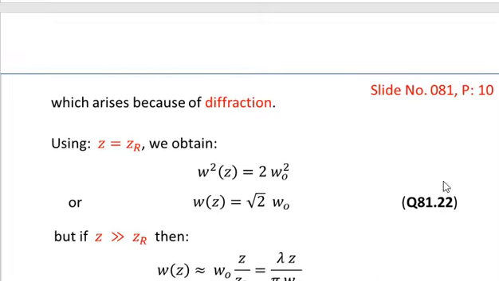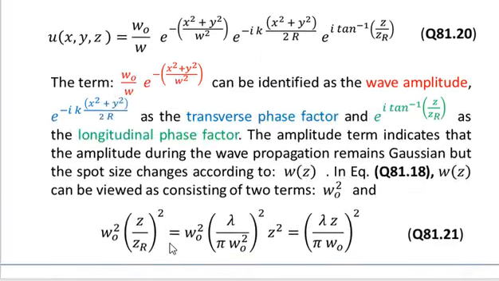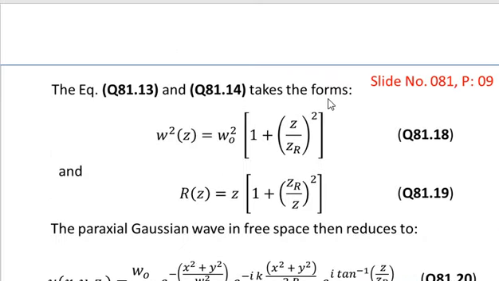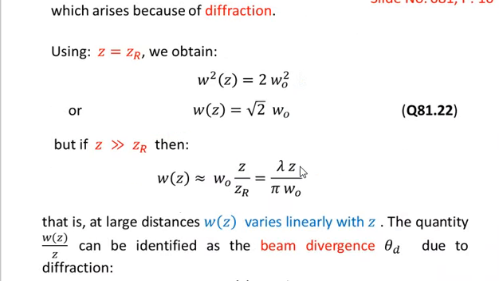Now let's assume that z is much greater than zr. Here, if you consider that z is much greater than zr, then this term in the parenthesis will be much greater than the value of 1. So 1 can be ignored, and we can simply write that W square of z is approximately equal to W naught square multiplied by square of z over zr. That is, W of z is equal to W naught into z over zr.